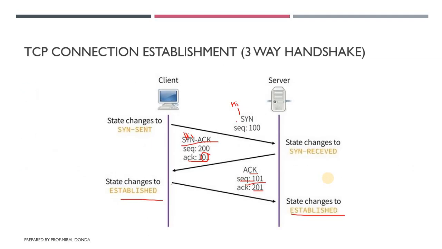In the three-way handshake process, the client sends a message to the server. The server responds with the acknowledgement and sequence number. Now the client also sends the acknowledgement to the server and also sends the sequence number. So that is how the connection is established on both sides.